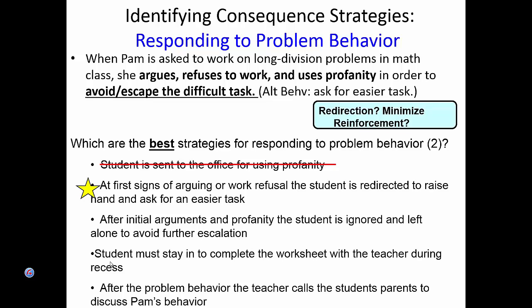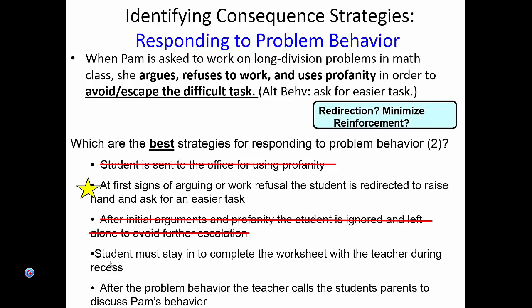After initial arguments and profanity, the student is ignored and left alone to avoid further escalation. So that's another example of the contraindicated strategy. This actually is giving the student exactly what they want. They do a little arguing, throw a little profanity out there, and then we let them be, and they get to avoid the task the rest of the period. So that's likely to continue and to maybe even get worse because the student's getting exactly what they want for those problematic behaviors. They're learning like, hey, this works like a charm.